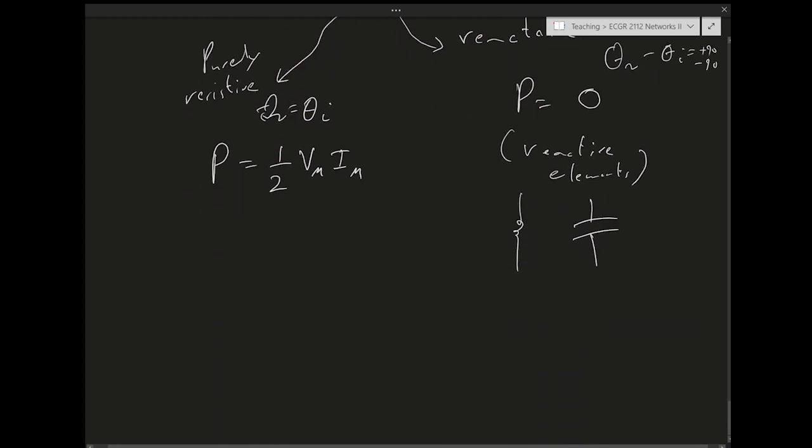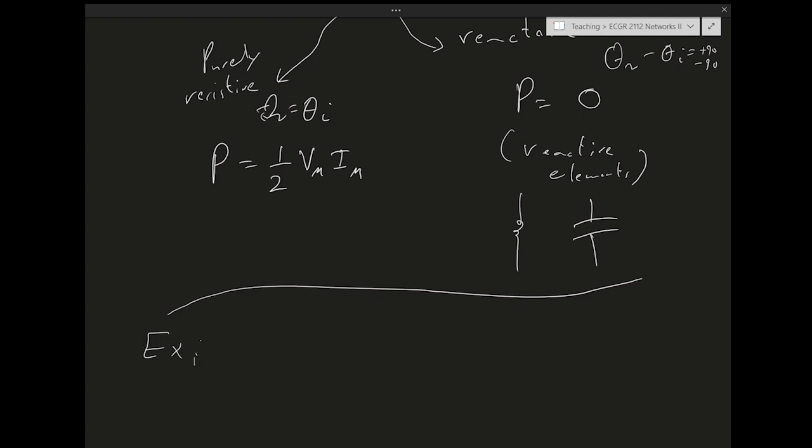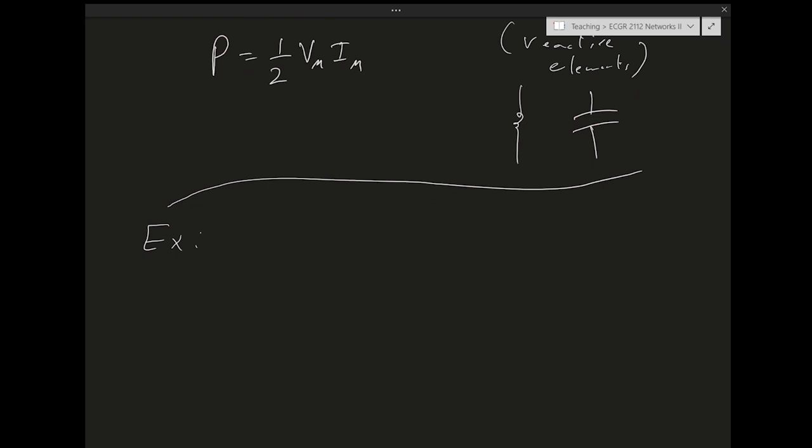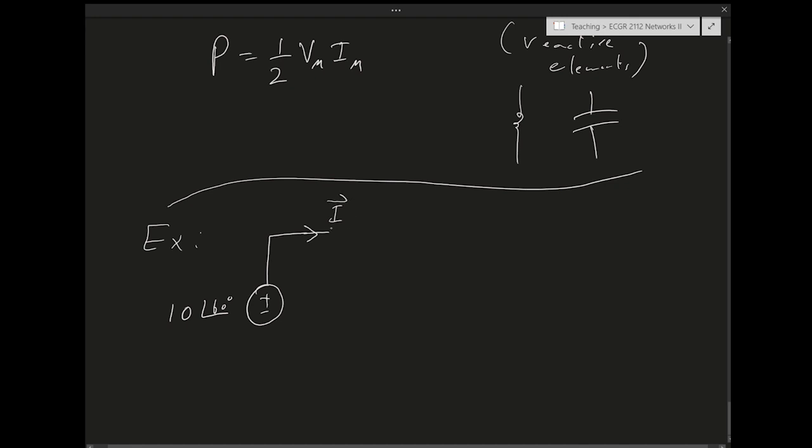Okay, let's do an example. So we have this circuit, 10 at 60 degrees, and I'm already assuming the frequency is known, and I'm calculating the impedances for you already. Right, so this is I going through the circuit. We have 2, and then we have an inductor with the impedance of j2. The question is, what is the power supplied or absorbed by the source?